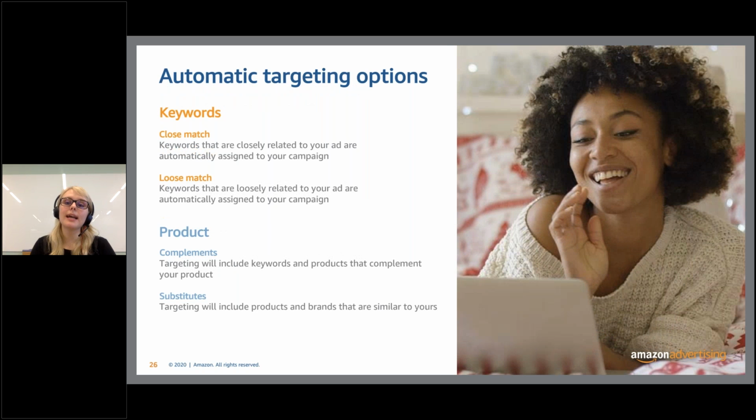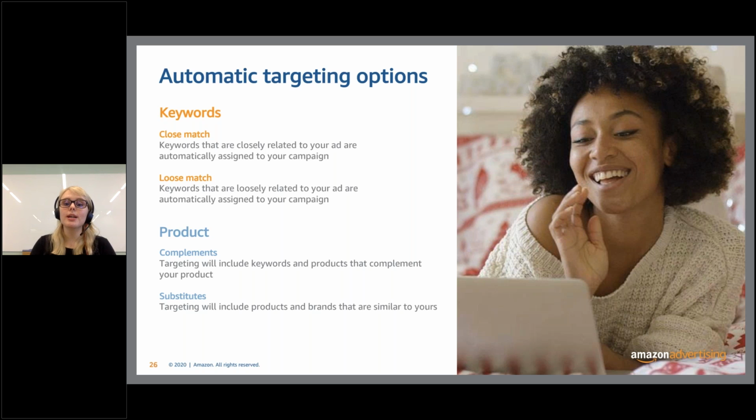So let's take a closer look at the automatic targeting options that can help refine how your ads are displayed when using automatic targeting. So your ads will be eligible to appear on Amazon shopping results pages, as well as product detail pages, which we saw earlier, based on multiple default strategies that we use on your behalf to match your ad to relevant customer shopping queries. There are 4 targeting options in this case. 2 are keyword-based and 2 are product-based. So you can decide whether you want to use all or only some of these defaults and how much you want to bid for them. And these options are close match, loose match, complements, and substitutes.